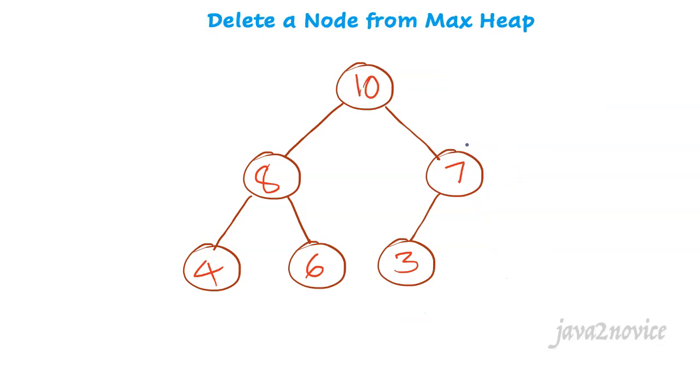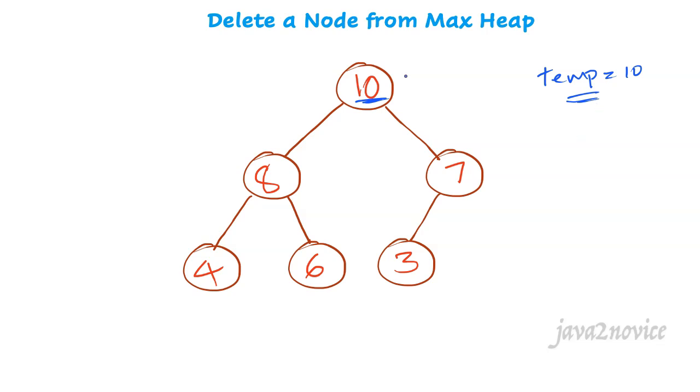Now we will discuss how to delete an element from a heap. Here is an example max tree. Please note that we can delete the root node only in the heap data structure. We cannot delete any node other than the root node. So let's delete from this example tree. As a first step, store the root node value in a temp variable. We need to return this value back at the end.